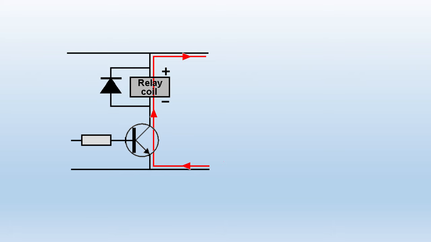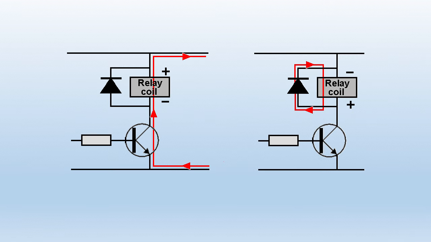Well, when the relay energizes, no current flows through the diode because it's reverse biased. So it's got no effect on the pull-in of the relay. However, when the power is taken off the relay, we get a reverse voltage, and then in that case the diode is forward biased and can conduct current, and that prevents the current flowing through other components.